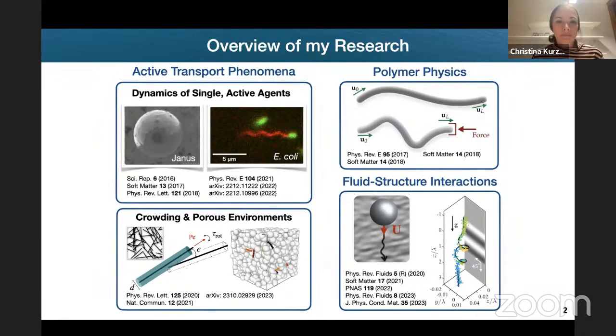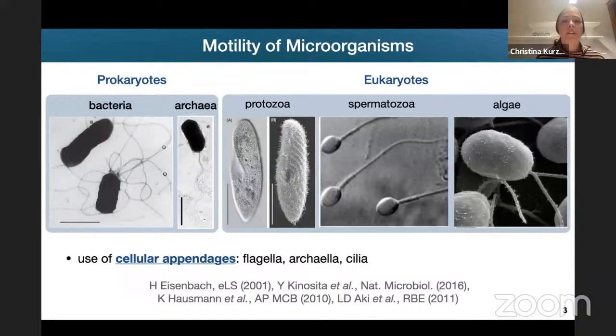So let me give you an overview of different types of microorganisms. I think it's quite beautiful that although all these organisms I'm showing here come from different domains of life, they have evolved very similar strategies to self-propel and move in liquid environments. Here, for example, you have an E. coli bacterium with several flagella attached to its back. These flagella rotate and form a bundle, and they allow the cells to swim.